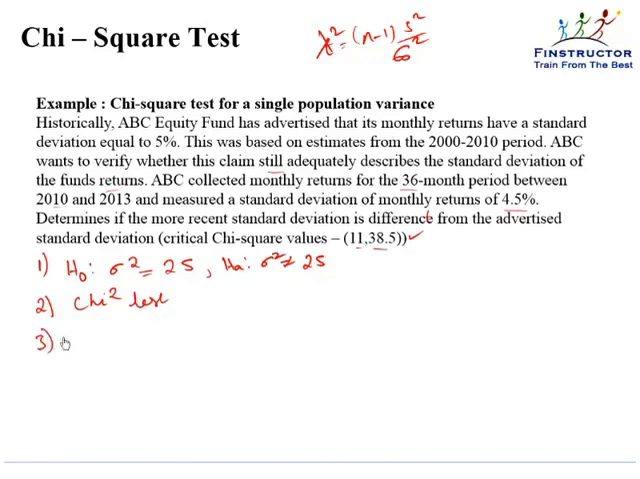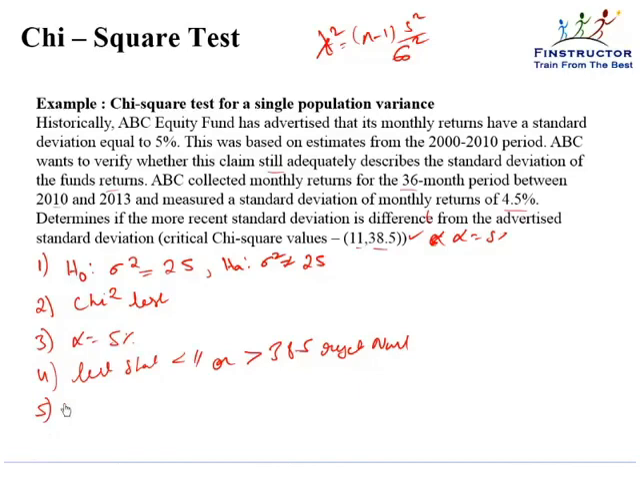Step 3 is to specify the level of significance. It's not given, but the critical values are given, so let's assume alpha is 5%. Step 4 is to determine the critical value. For a chi-square test with 36 minus 1, 35 degrees of freedom and a 5% level of significance, the critical values come out to be 11 and 38.5. So if the test statistic is less than 11, or greater than 38.5, then we will reject the null.